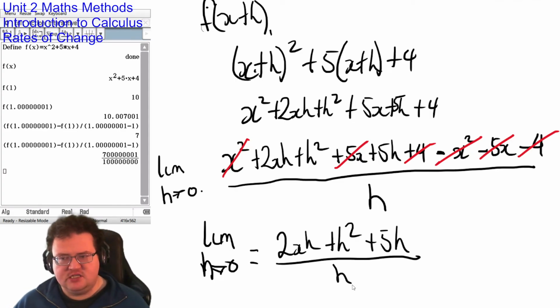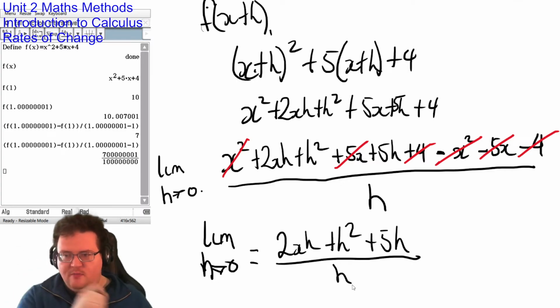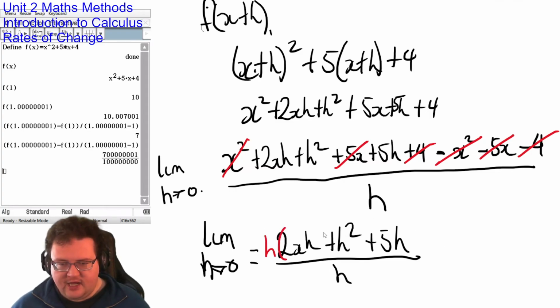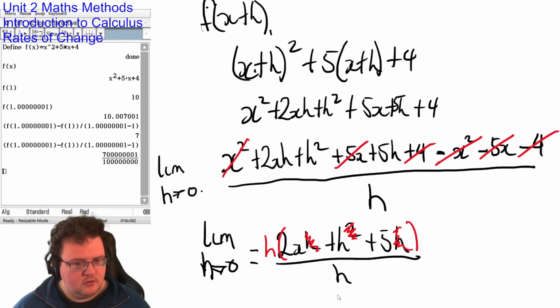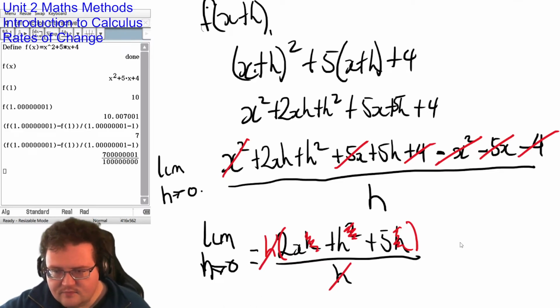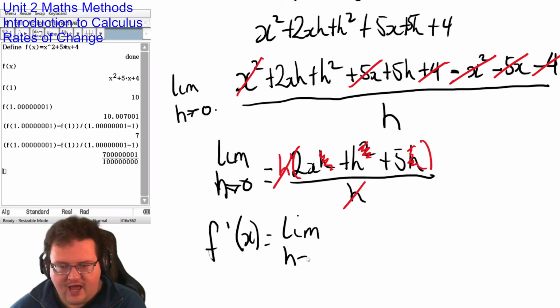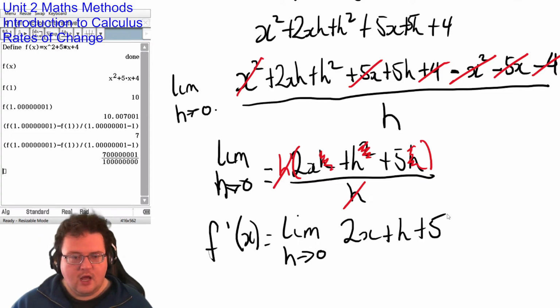I don't know about you, but I think I can simplify that. What is in every single term along the numerator, along the top? I've got an h. So I can factorize out an h, and then I can get rid of that one there. I can get rid of a squared and I can get rid of the h there. Then I've got an h divided by an h. So now I have f dash x equals lim h approaches 0 of 2x plus h plus 5.